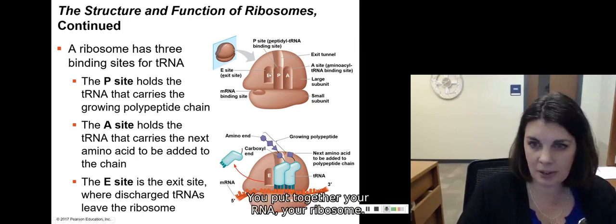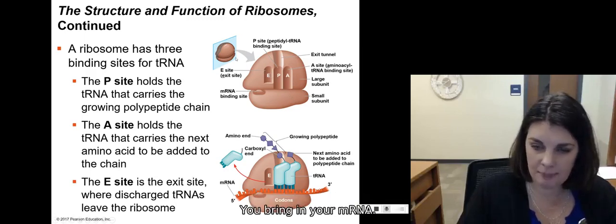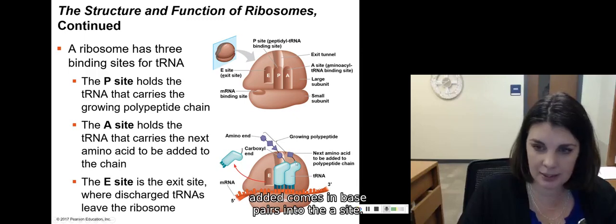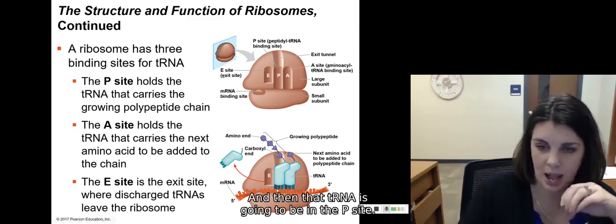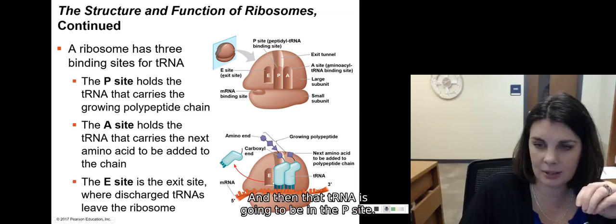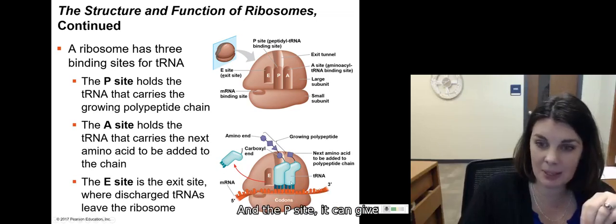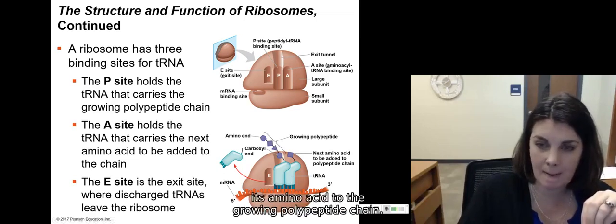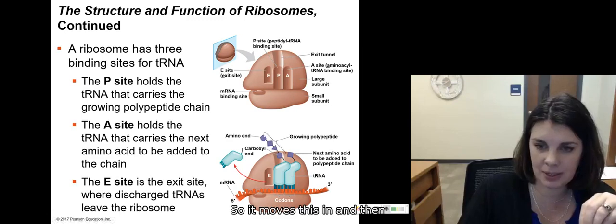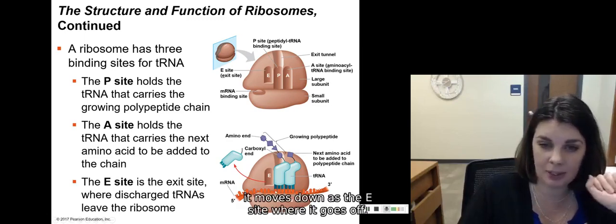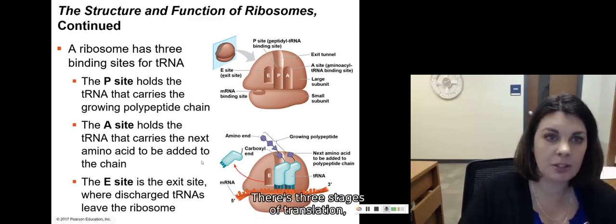It's finished. So you put together your ribosome, you bring in your mRNA, and the amino acid that's about to be added comes in and base pairs into the A site. It can click down, the whole thing just moves down, and then that tRNA is going to be in the P site. In the P site, it can give its amino acid to the growing polypeptide chain, so it moves this in, and then it moves down into the E site where it goes off.